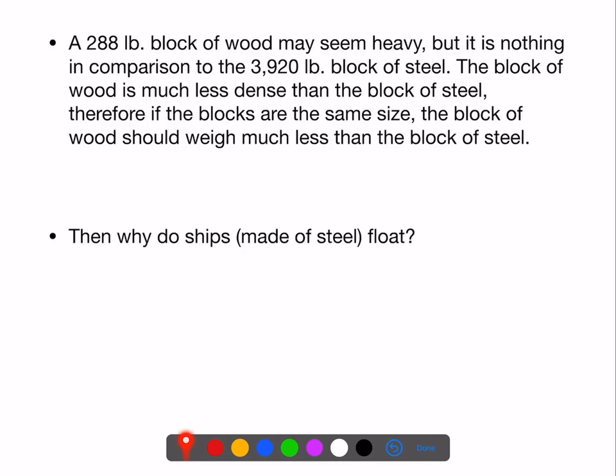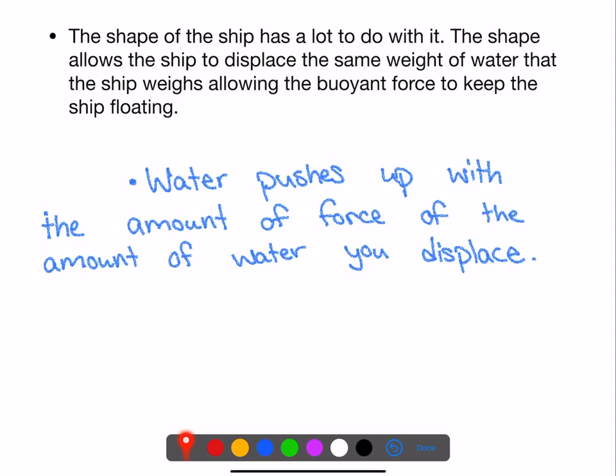But that leads us to a question. In the world, we have ships made of steel. How do these things float? Well, that leads us back to ancient Greek times. So, the shape of a ship has a lot to do with it. The shape allows the ship to displace the same weight of water that the ship weighs, allowing the buoyant force to keep the ship floating. So this leads to Archimedes' principle.